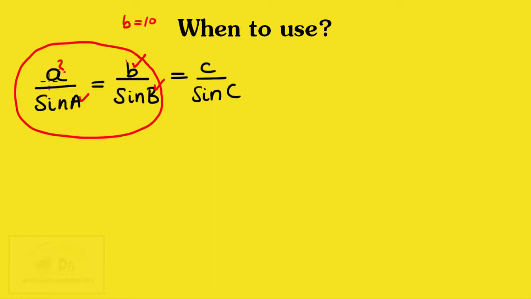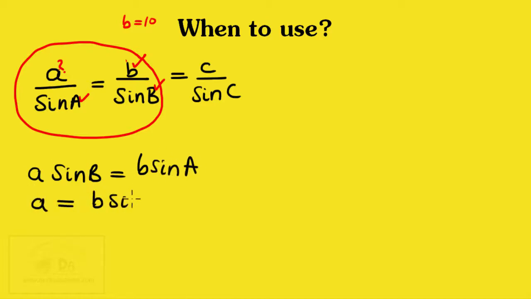In this case, all you have to do is cross multiply, and you get a times the sine of b is equal to b times the sine of a, which gives a is equal to b sine a over sine b. Like I said earlier, uppercase B and A are known.